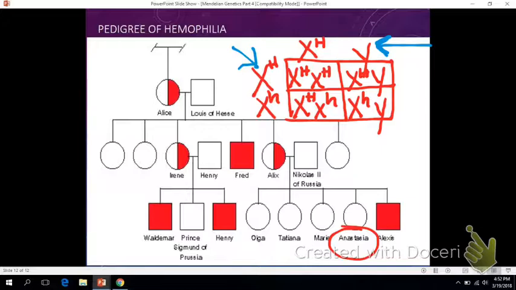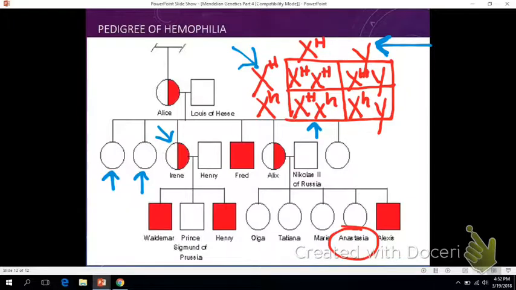So when they had children together, if you look at the females, they could have a 50% chance of having a child that was not a carrier and did not have hemophilia. There you see that they have daughters, 2 daughters that do not carry the trait for hemophilia. But they also had a 50% chance of having a daughter that did, and they did. They had a daughter that was a carrier.